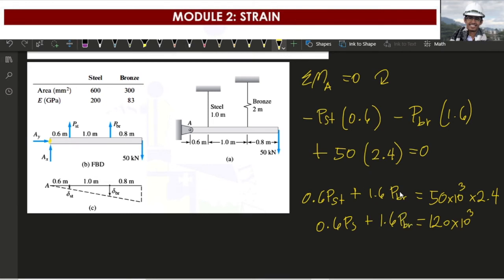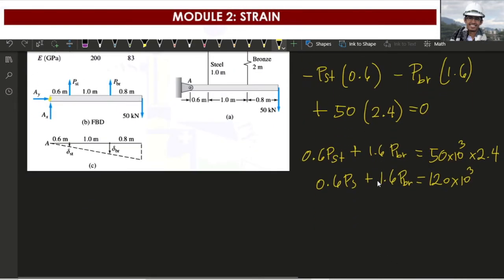Okay? So meron tayong isang equation with 2 unknowns. So kailangan nating bumuo pa ng isa pang equation. So we can solve it as 2 equations and 2 unknowns. So we can use the compatibility principle in getting the deformation. Okay, in getting the stress. So sabi natin magkakaroon tayo ng deformation. So ito yung magiging deformation ng ating bronze and steel due to sa load na 50 kilonewton. So bababa yung ating bar, no? So magde-deflect yung bronze at a distance dito and yung steel natin.